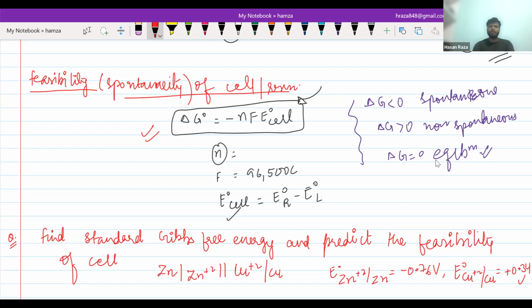So how are we going to say whether a cell is feasible or not? A spontaneous cell means the cell is feasible. If the value of delta G naught is negative, or less than 0, that means the cell is feasible. And if the value of delta G is greater than 0, that means positive, that means the cell is not feasible. So please do this question and let me know if you have any doubt. I'm waiting.